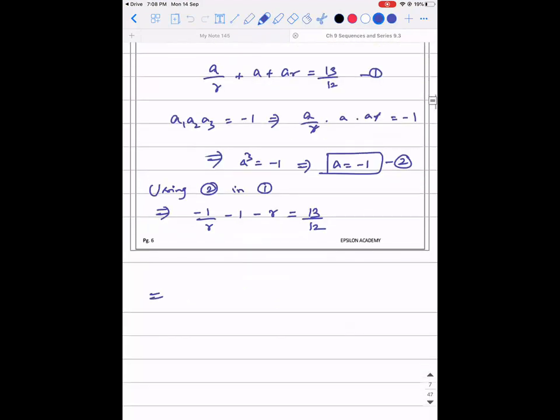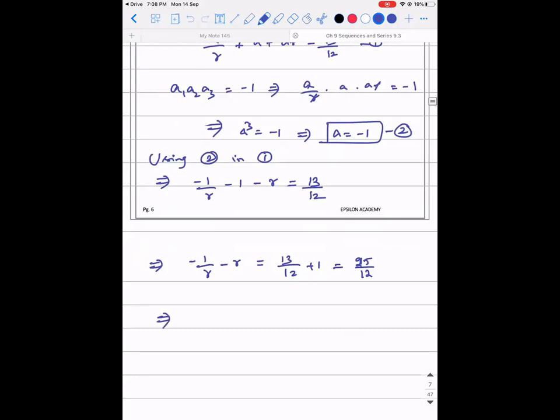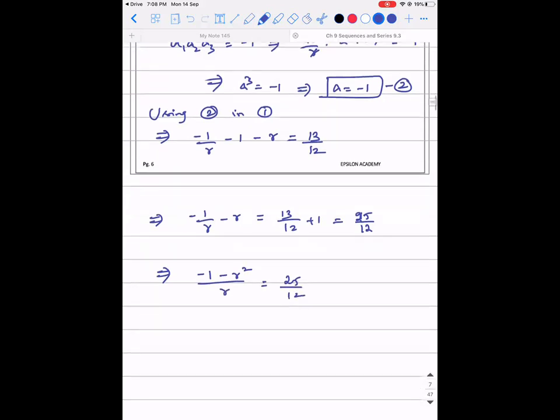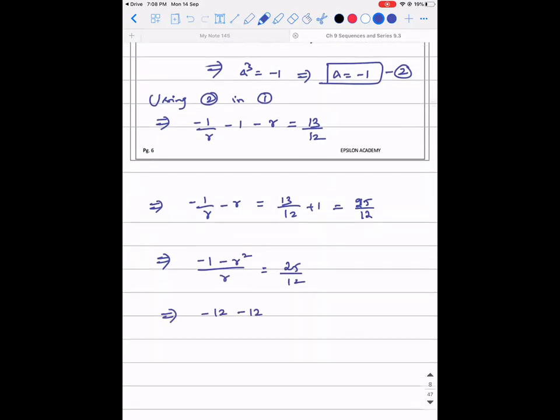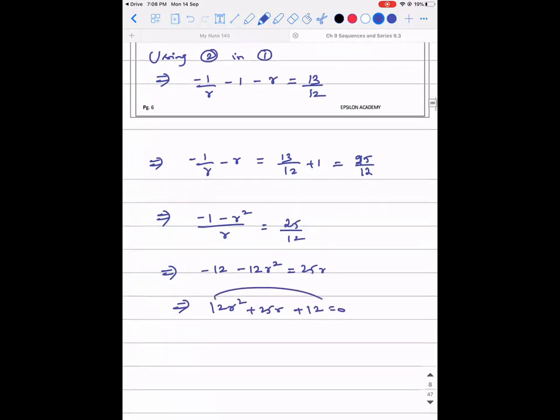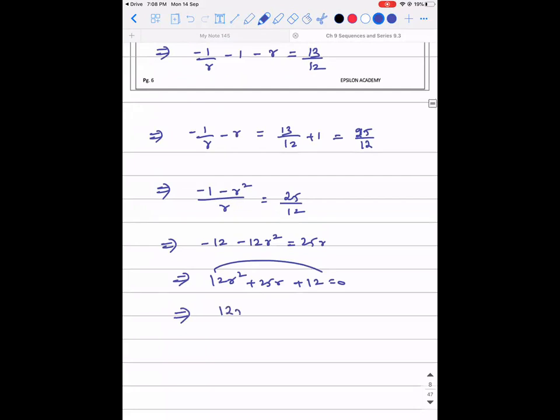So what is the value of R, guys? So minus 1 by R minus R is equal to 13 by 12 plus 1, which will be 25 by 12. Which implies minus 1 minus R square divided by R is 25 by 12, which implies minus 12 minus 12R square is 25R. So 12R square plus 25R plus 12 equal to 0. So 12 into 12 is 144, 144 is 16 into 9. So 12R square, 144. So 16R plus 9R plus 12 equal to 0.